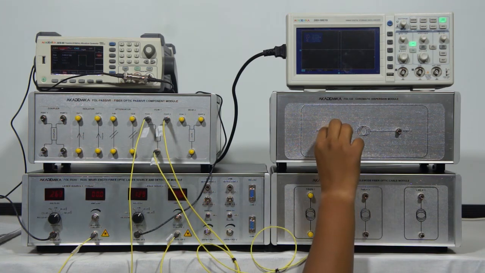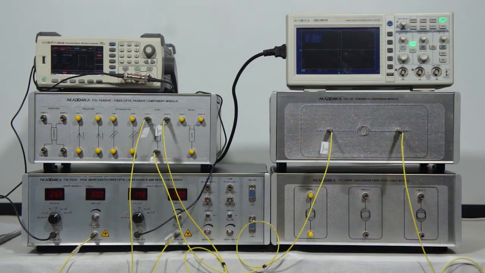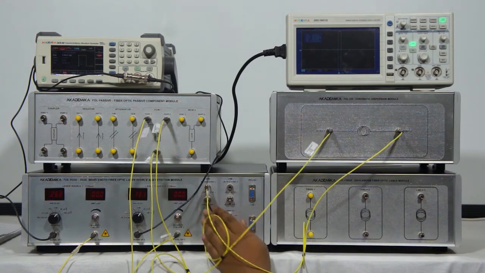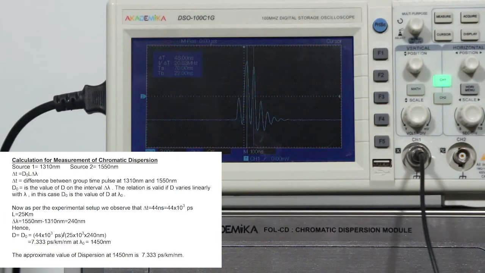The pulse travels a distance of approximately 25 kilometers, and the received signal is given to detector 1 to get the electrical pulse back. On the oscilloscope, you will see the difference between the group time of the pulse at 1310 nanometer and 1550 nanometer. This is delta T. Using the formula shown, you can calculate the dispersion.